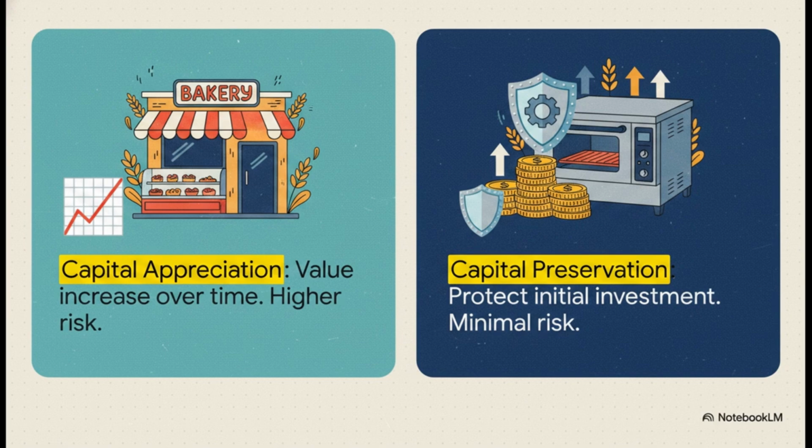say, 3 new locations across Canada, they might lean toward appreciation. That means accepting higher risk for a long-term value increase. But if those retained earnings are needed to buy a massive new commercial oven next year, they need preservation. They need minimal risk to protect that initial investment, even if it means accepting a lower return.